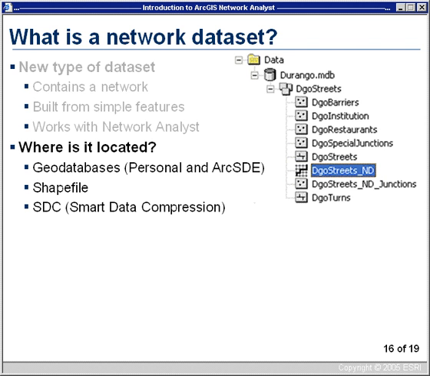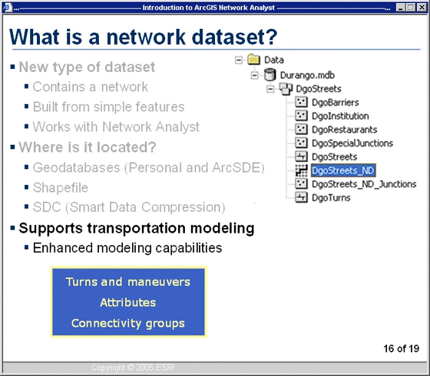Network datasets can be defined on a variety of different data sources. This includes both personal and ArcSDE geodatabases. In geodatabases, a network dataset can hold an unlimited number of line, point, and turn feature classes. Network datasets can also work with shapefiles. Like ArcView 3.x, they are limited to one line and one turn feature class. In addition, SDC databases with networks, for example those used by StreetMap, will appear as read-only network datasets in ArcGIS.